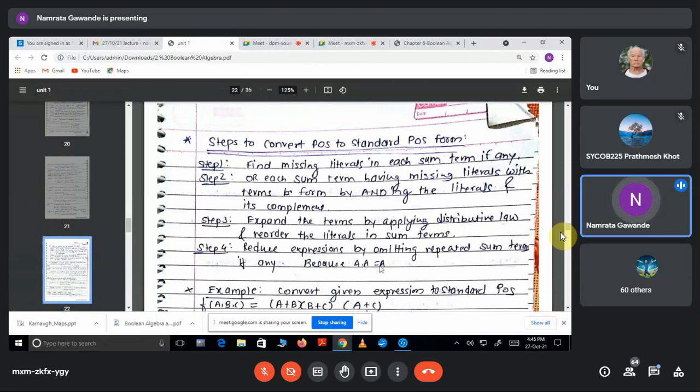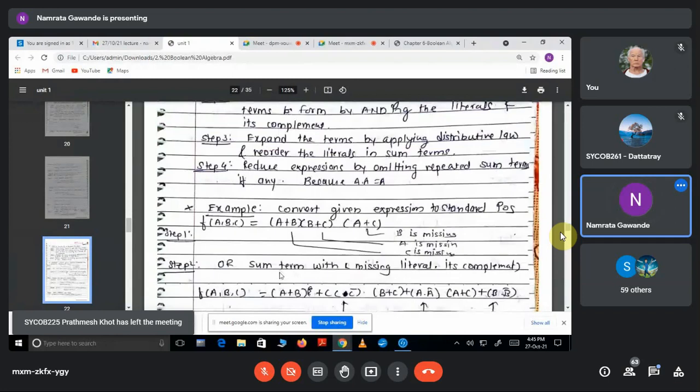If two terms are the same, you can write simply one term. Now convert the given expression to standard POS. Now this form is given. Okay, this is the POS form, right? Product of sums. Now for this product of sums, which literal is missing?